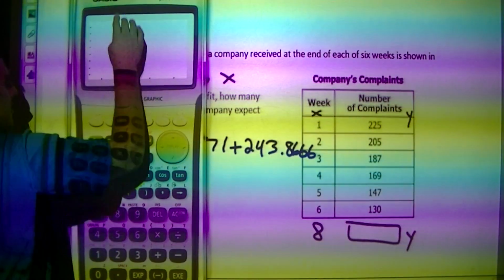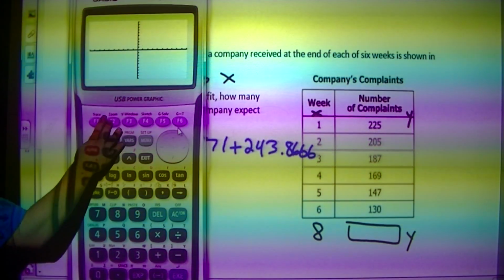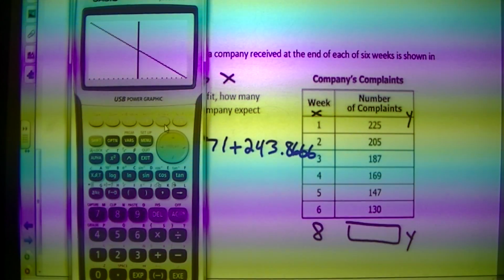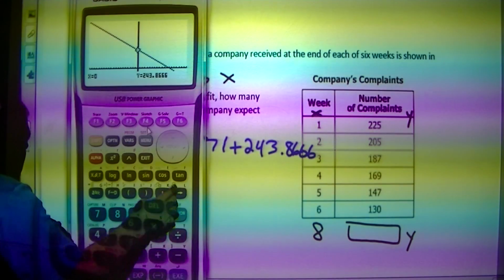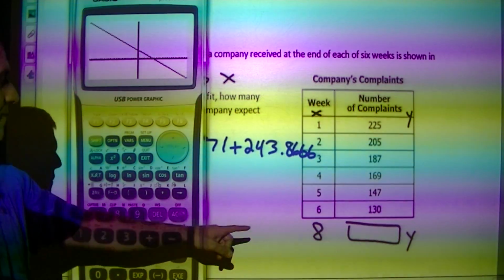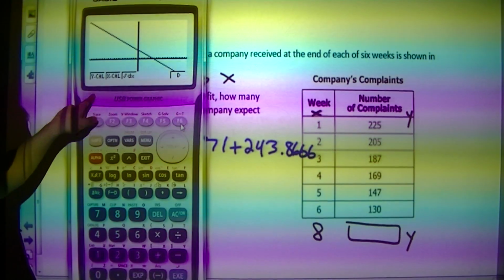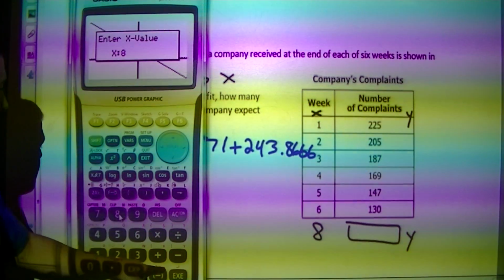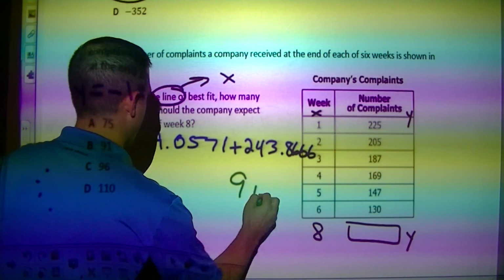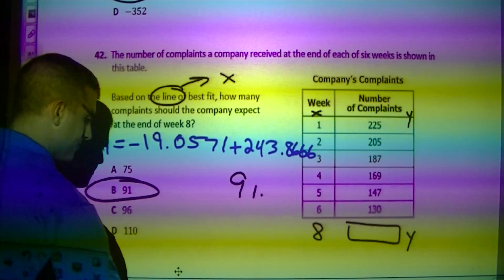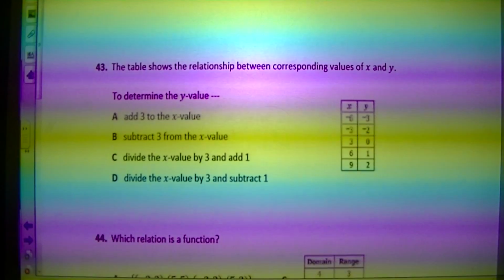Now my calculator's all messed up, so I have to hit F3, exit draw. All right, zoom auto. Okay, so I got that. Zoom out. Zoom out. So they want me to find y. So I want to go G-Solve, calculate y. I'm putting in 8. And it tells me about 91.4 is going to be my answer. So I'm going to choose that one. Okay, going on to the next one.